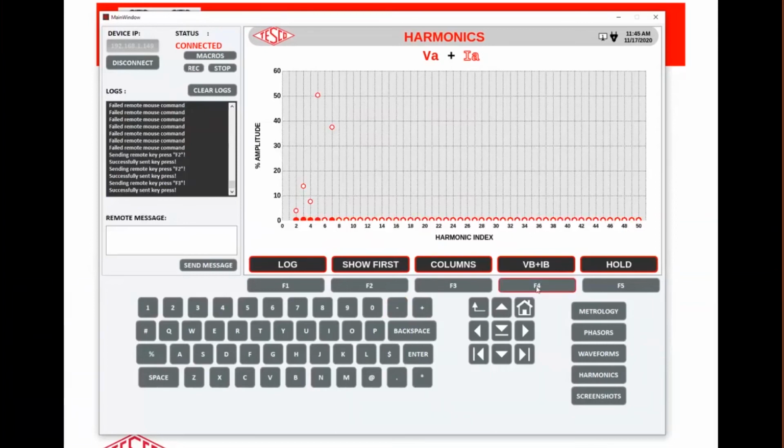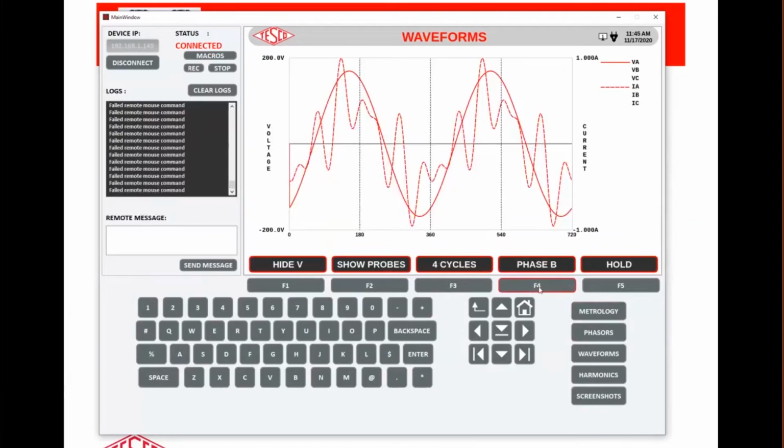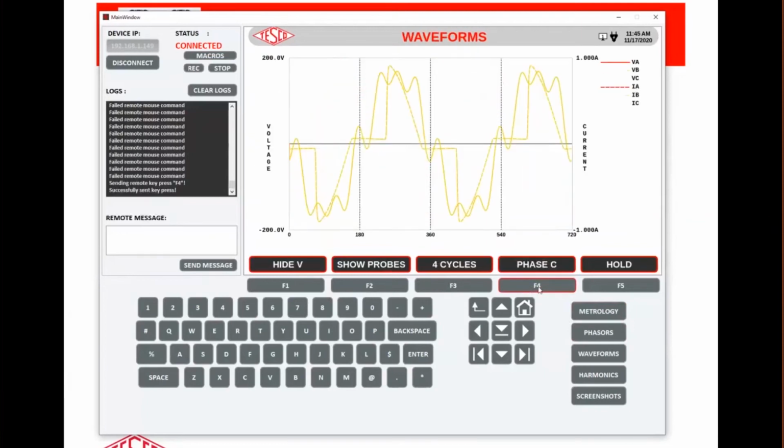Okay, so let me go now back to where I started, and we'll go back to the columns. Okay, so here's another one of our waveforms, and I can hop back to waveforms. Okay, and I'll go to phase B. So phase B has got a couple of interesting waveforms.